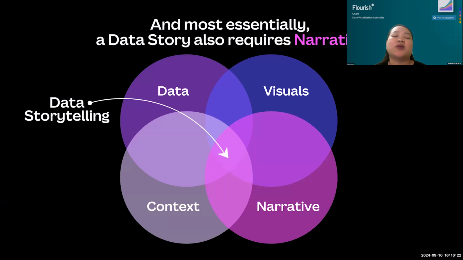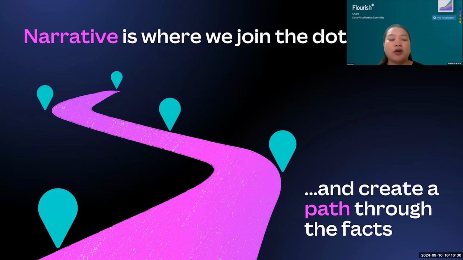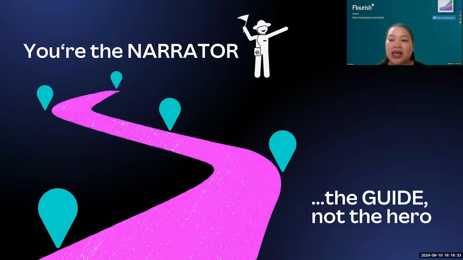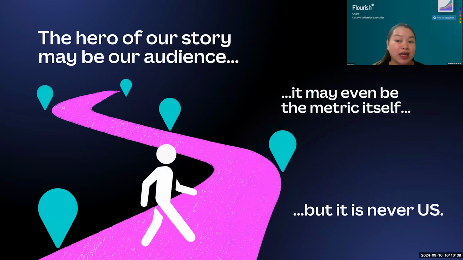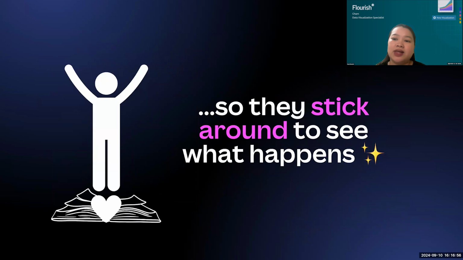And after context, most essentially, a data story needs a narrative. A narrative is a carefully and thoughtfully laid out path through facts. We are the narrator or the guide. The hero of our story can be our audience or the metric, meaning the dataset that we are working on. Looking back at the Hans Rosling example that we just saw, an engaging narrative invites the audience to be a part of the story, inviting them to explore and bringing them on a journey to the heart of the story so that they'll stick around to see what happens next.